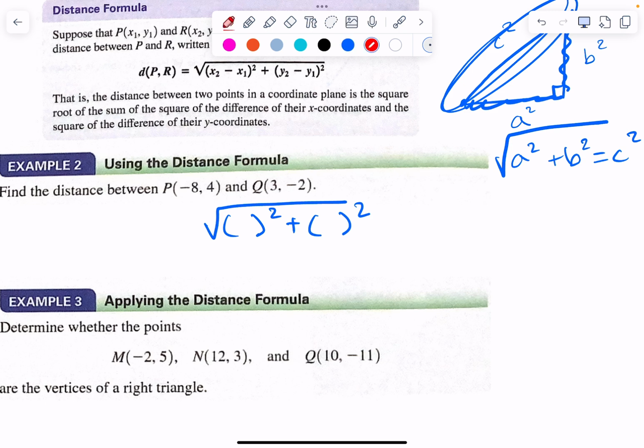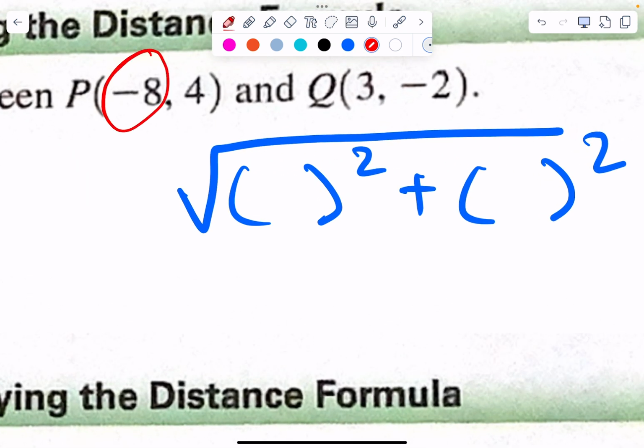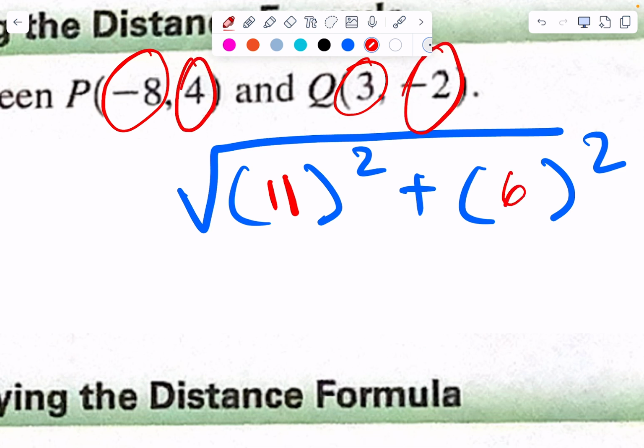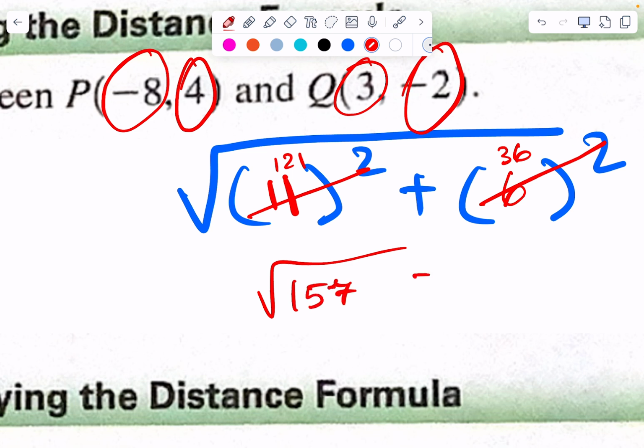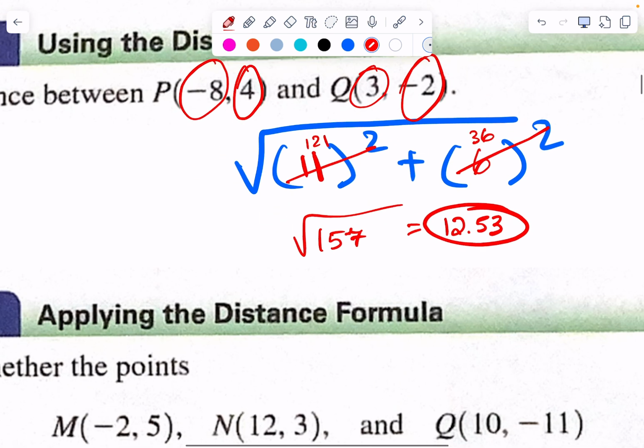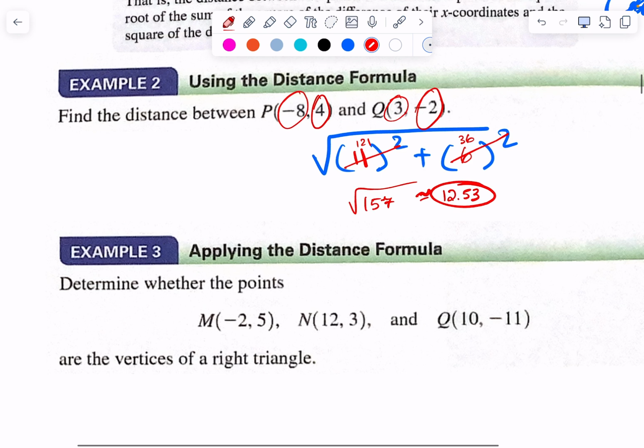Then I just have to decide how big a is. So I look at the x coordinates. How far apart is -8 and 3? 11. How far apart is 4 and -2? 6. 11 squared is 121. 6 squared is 36. If I add those together, that's the square root of 157. It's going to be like 12 point something, 12.5299640. We'll go 12.53, approximately. I should do approximately instead of equals. Okay, that is distance.